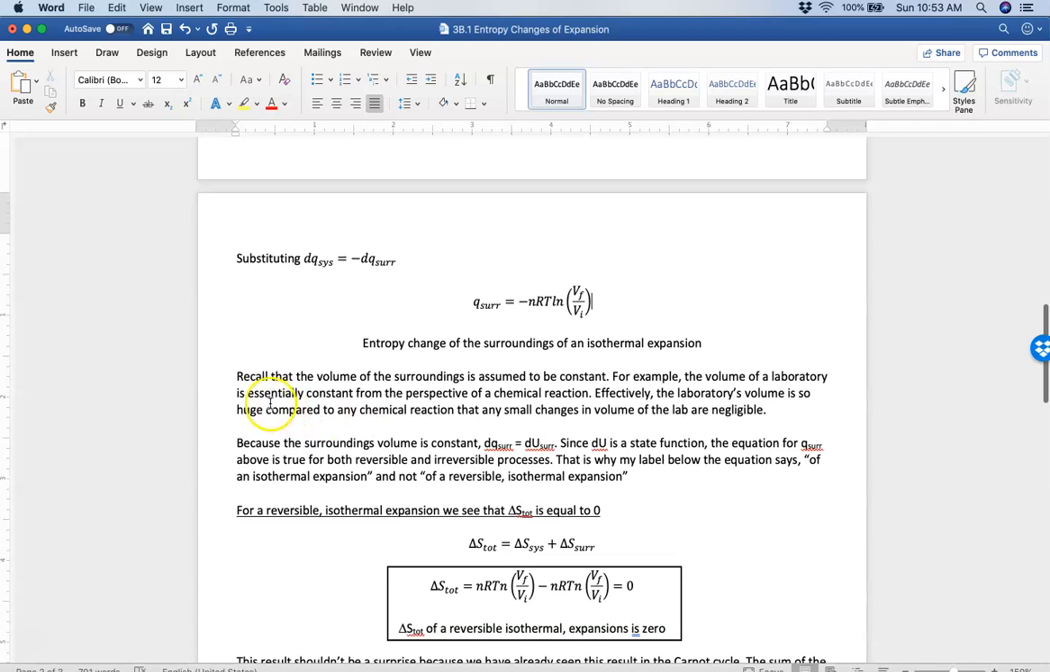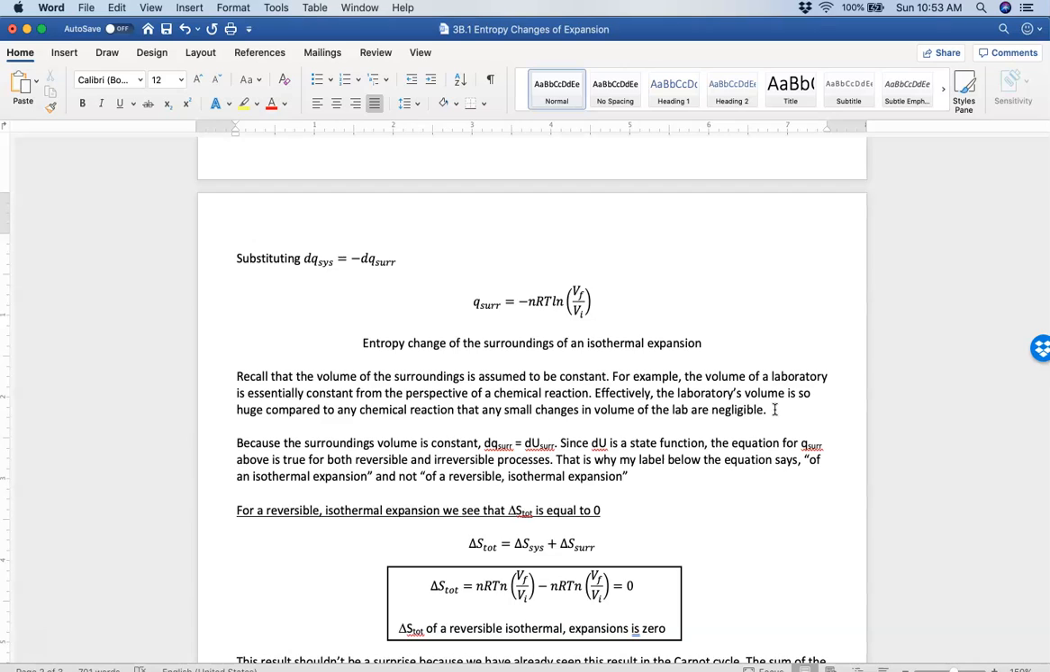So, some things to recall. Recall that the volume of the surroundings is assumed to be constant, right? For example, the volume of a laboratory is essentially constant from the perspective of a chemical reaction. Effectively, it's so large that even tiny changes in the volume of the laboratory are negligible. So in that case, it's an approximation of constant volume surroundings. The same thing can be said for the universe as a whole. As far as we know, the universe itself is at constant volume.